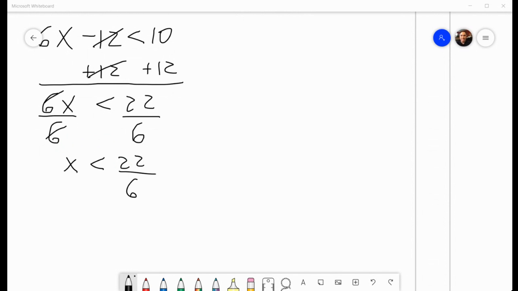Okay, now we want to write our solution as an interval, our solution set. Remember, we're going to have intervals here. This is saying that all x has to be less than 22 over 6. So that tells us, one second, please. Wait, do you have a question?